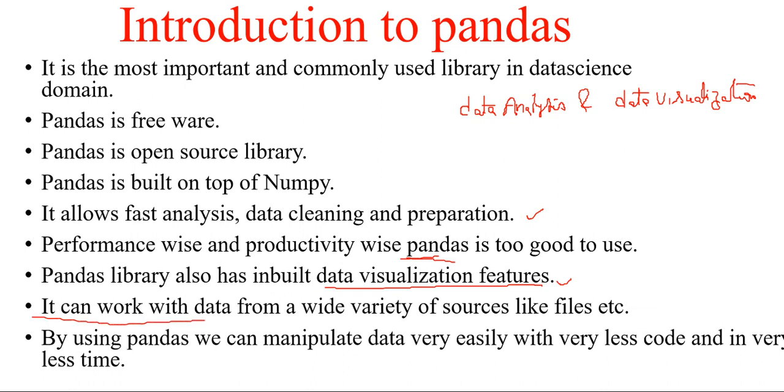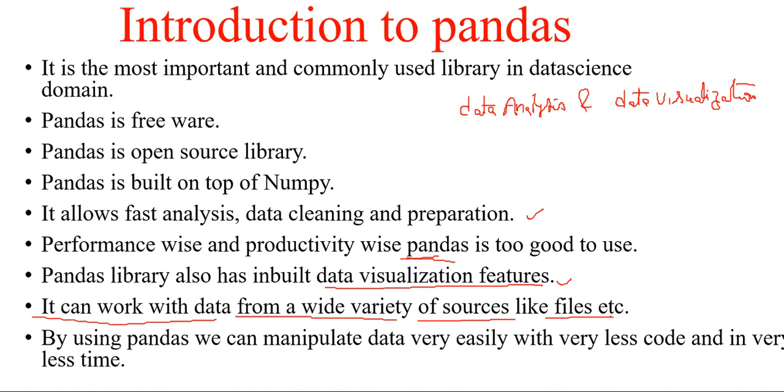It can work with data from a wide variety of sources, like JSON files, .csv files, and Excel files. Pandas can work on various types of files. You store data in different formats. The most commonly used format is JSON, and you also have .csv files and Excel files. There are a lot of file types. On the majority of them, Pandas is highly efficient in analyzing the data from different file sources.